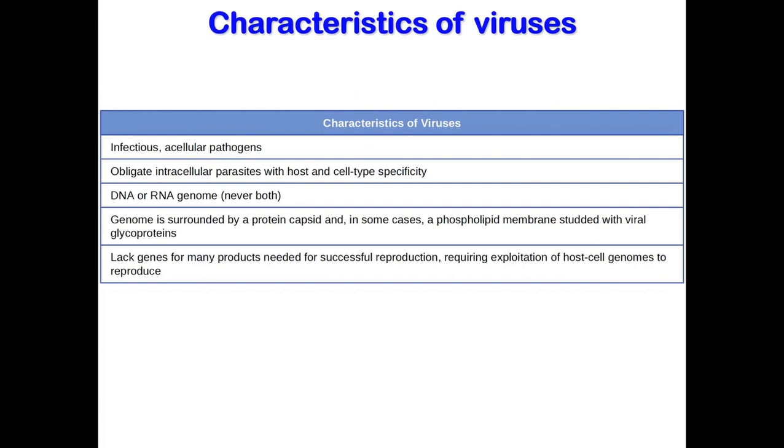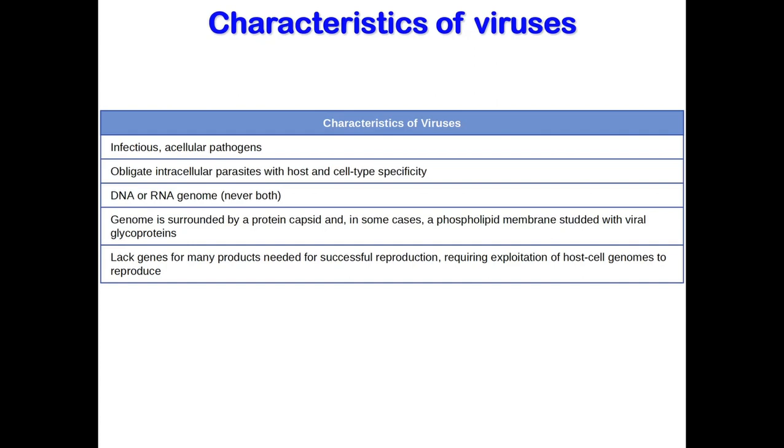So next we're going to look at the characteristics of viruses. As we said, viruses are infectious acellular pathogens. They are obligate intracellular parasites that infect specific hosts and cell types. They contain a DNA or RNA genome, but not both. The genome is surrounded by a protein capsid, which is a protein coat, and in some cases a phospholipid membrane studded with viral glycoproteins. Those covered with a phospholipid membrane are called enveloped viruses.